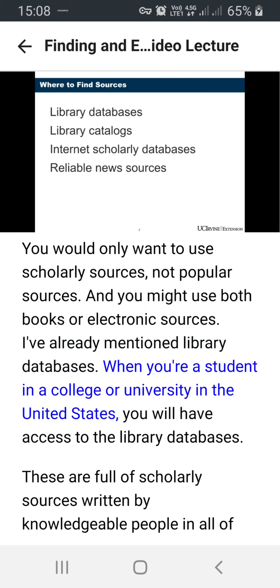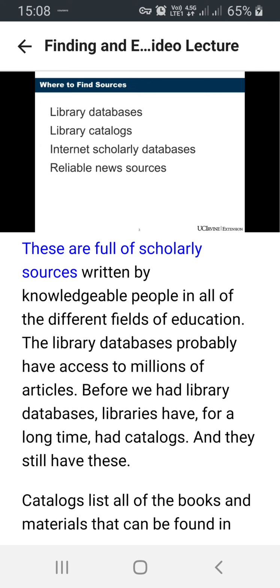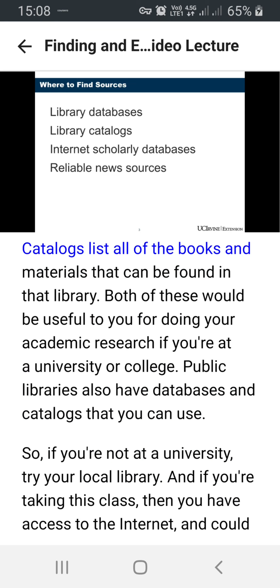When you're a student in a college or university in the United States, you will have access to the library databases. These are full of scholarly sources written by knowledgeable people in all of the different fields of education. The library databases probably have access to millions of articles. Before we had library databases, libraries have for a long time had catalogs, and they still have these. Catalogs list all of the books and materials that can be found in that library. Both of these would be useful to you for doing your academic research if you're at a university or college.